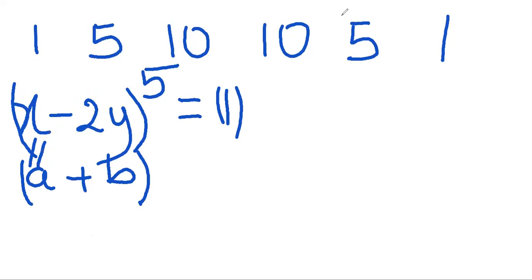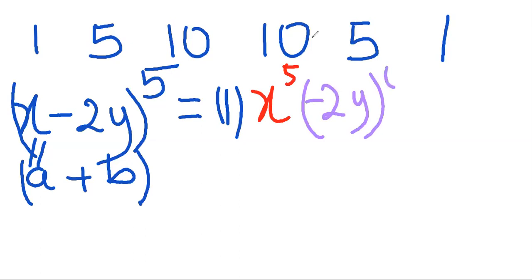Now, the second thing is across the expansion, x is going to be decreasing in power starting from 5, and minus 2y is going to be increasing in power starting from 0. So I'm going to have x raised to power 5, and then minus 2y raised to power 0. Call that the first term of the expansion.